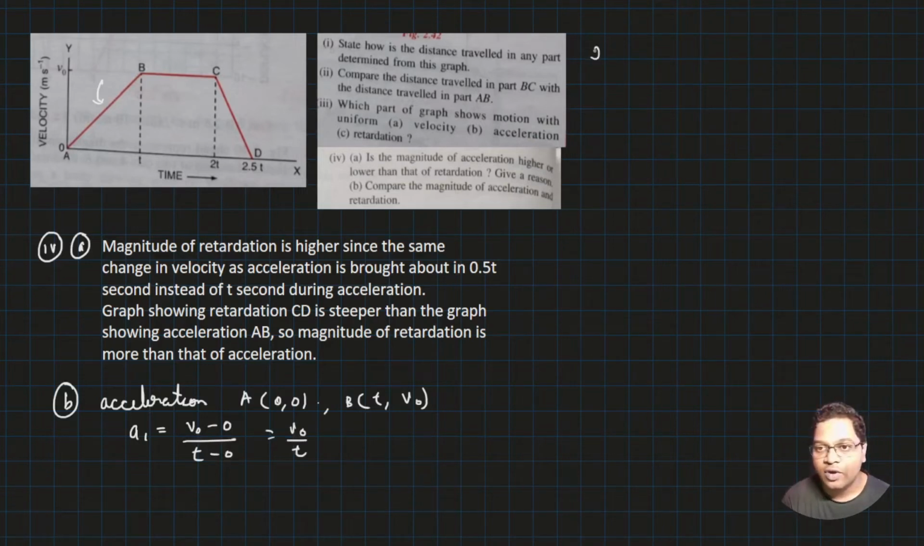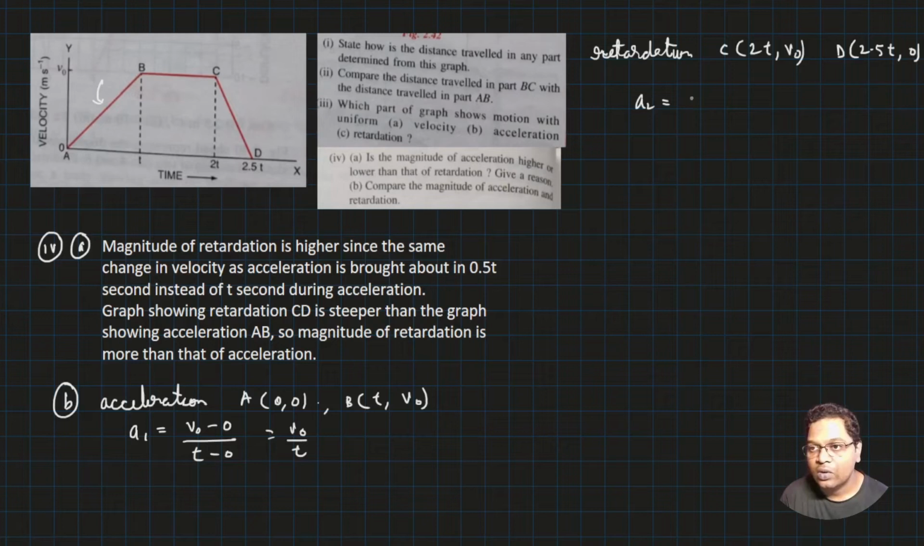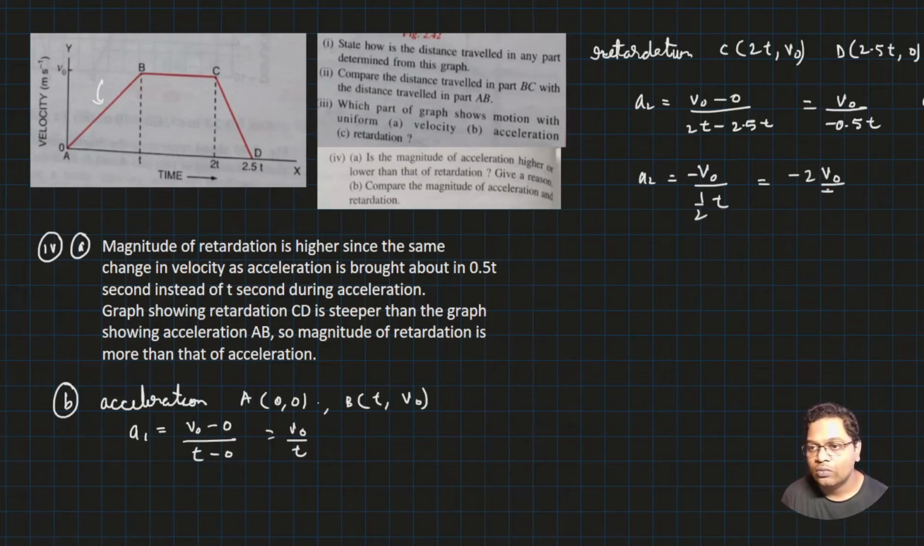Now we find the retardation, and at D, that is 2.5t comma 0. So that is equal to v0 minus 0 over 2t minus 2.5t. So that is v0 upon negative 0.5t. Now 0.5 is half. So I write this as negative v0 times 1 by 2t, that is negative 2v0 upon t.